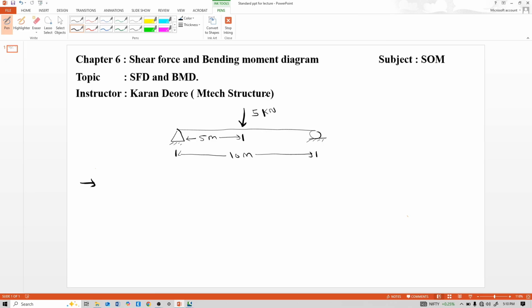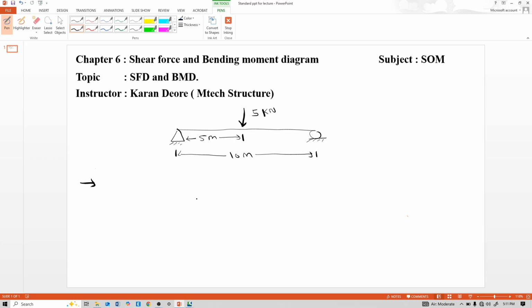Today in this video lecture we will see SFD and BMD of this beam. We will see the shear force and bending moment diagram of this simply supported beam with a 5 kN concentrated point load at its middle. We will see this beam thoroughly. We will solve this theoretically. We will see the shear force and bending moment diagram in ETAP software also, and I will tell you the thumb rule also for this shear force and bending moment diagram.